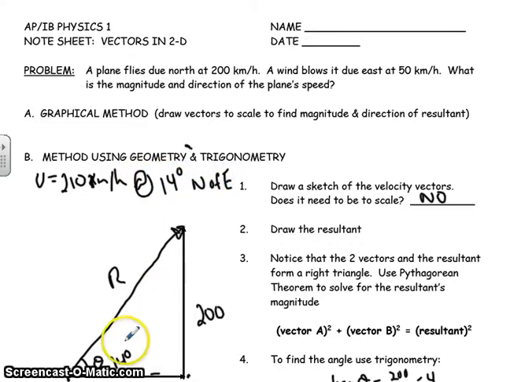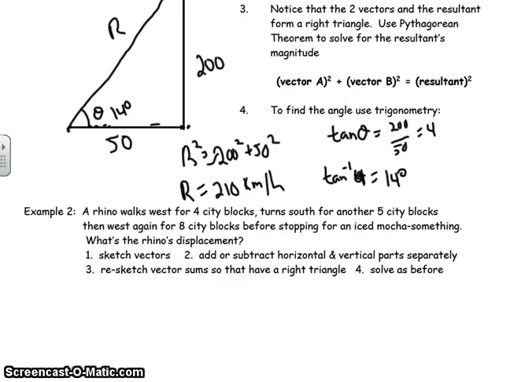So we can't use a protractor here because we haven't drawn a scale. We have to do trigonometry. Again, the trig part isn't hard. You just got to recognize where to draw your theta, and it's always at the beginning. And this angle is referenced to the east.